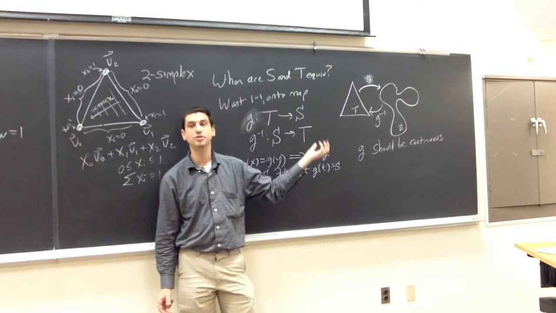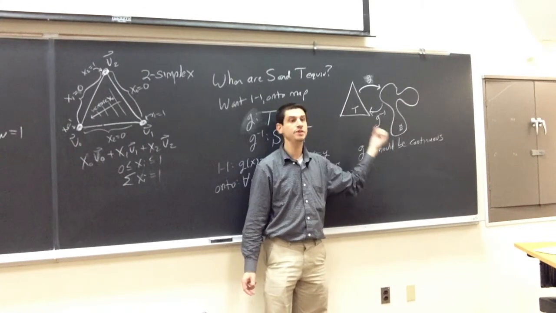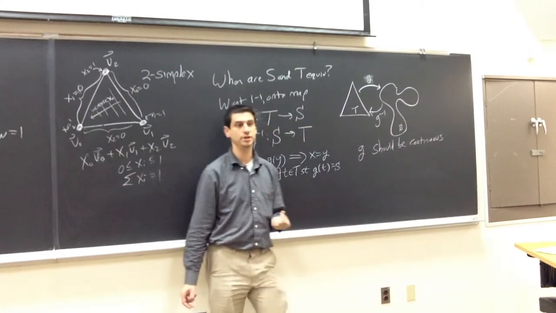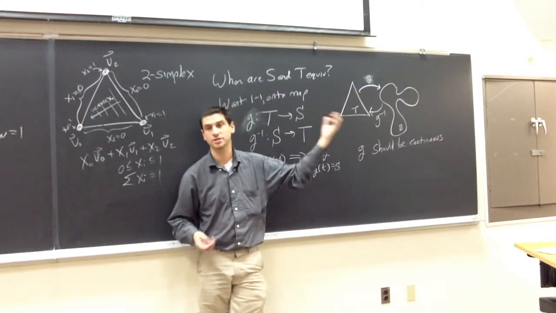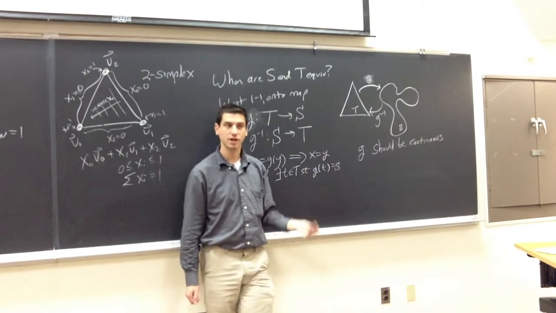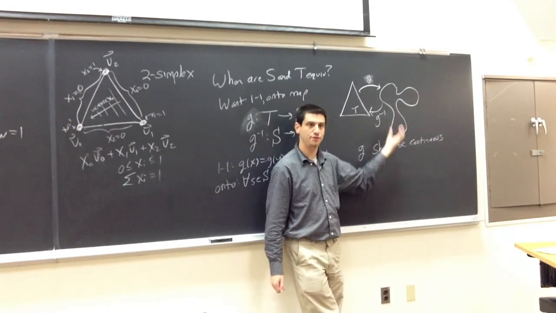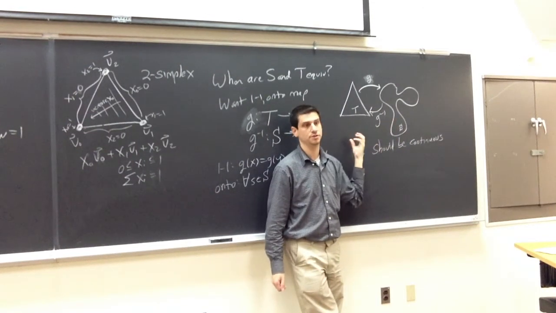Now we can start asking for additional properties. Maybe we want G to be differentiable. Maybe we want G to be infinitely differentiable. Maybe we want G to be holomorphic, a complex differentiable function. You can start putting on additional properties. Not surprisingly, the more properties you assert for G, the fewer regions you will have that will be equivalent.